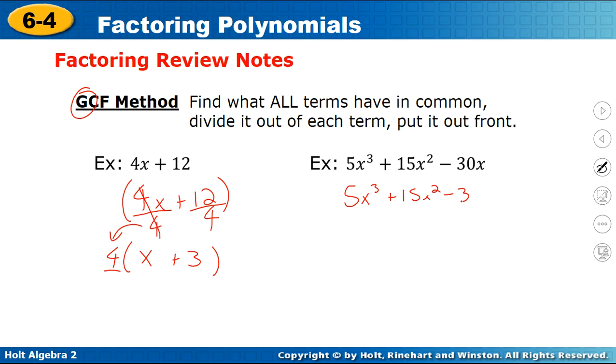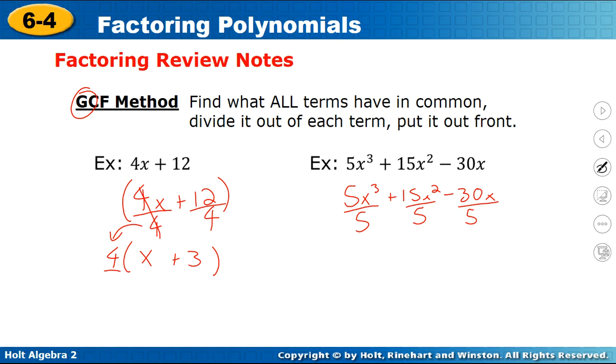All right, so let's try the same process with the second example here. My question is, there are 3 terms here, but what do all terms have that I could divide out of them? Or what potentially could they all be divisible by? If you look at the coefficients, 5, 15, and negative 30, all 3 of those numbers are divisible by 5. There's no bigger number that you can divide them by.